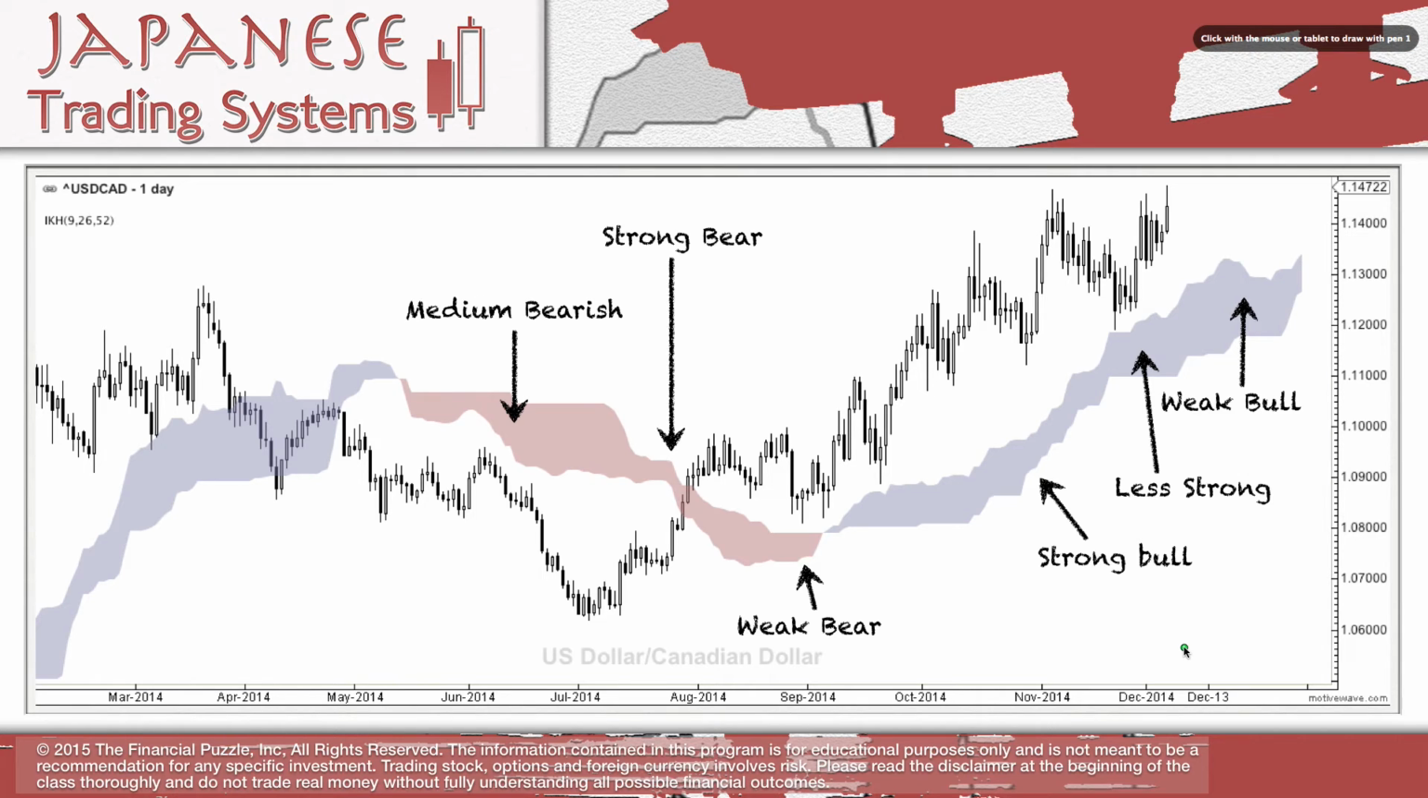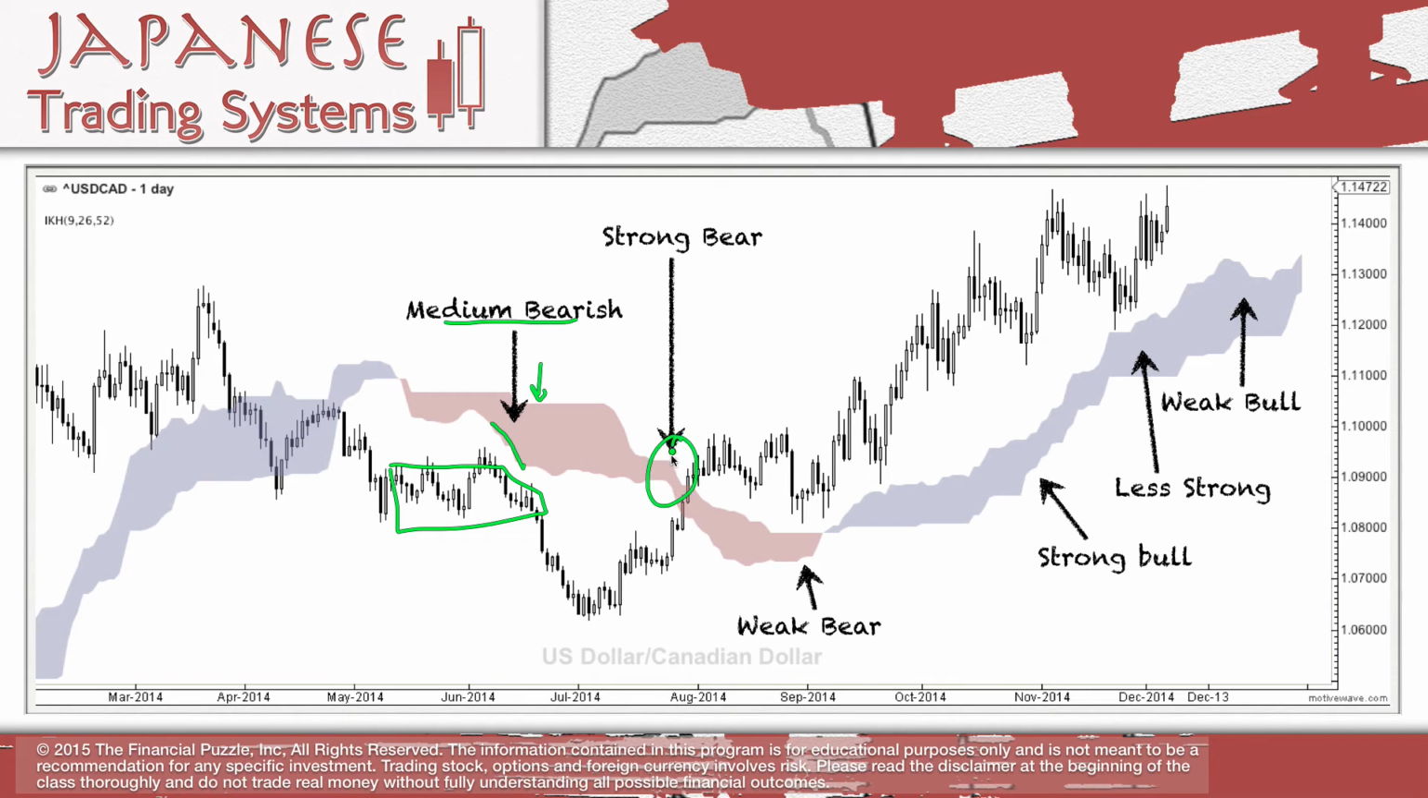So look at this picture here. Notice we've got the Senkou A line going down and the B line is flat. Well, that qualifies as medium bearish. And sure enough, at that time, if you look back in history, we were somewhat bearish.